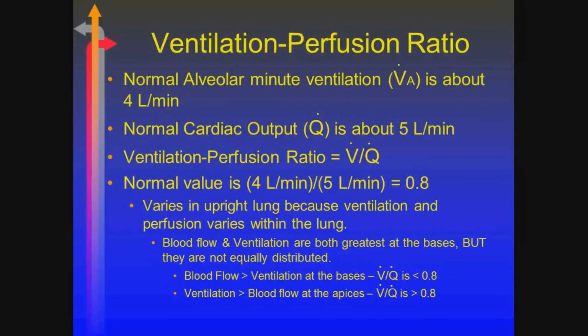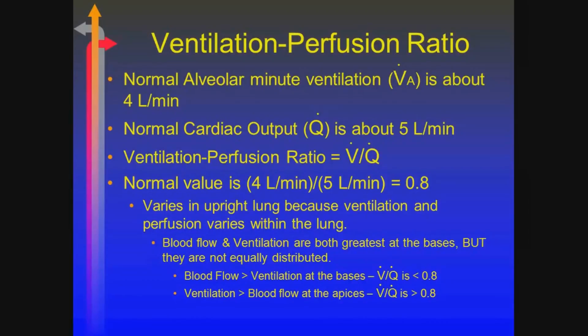Normal alveolar ventilation is about 4 liters per minute. Normal cardiac output's about 5. So if you take that relationship, magically it comes out to be 0.8. Okay? So the normal ventilation perfusion ratio is 0.8. There is obviously some variation that exists.